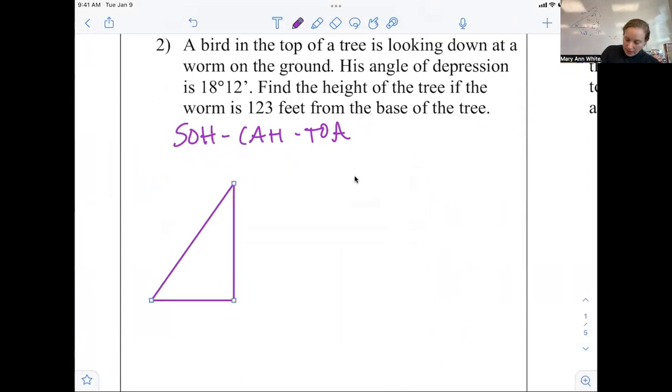A bird in the top of the tree is looking down at the worm on the ground. Okay, as I label my triangle, I've got a bird in the top of the tree. There's a worm. That's the tree. His angle of depression is 18 degrees and 12 minutes. That's going to go both up here and down here. Find the height of the tree if the worm is 123 feet from the base. So 123 goes on the bottom, X goes along the vertical, and I'm going to find that angle really quick by doing 12 minutes divided by 60 to get that into degrees.